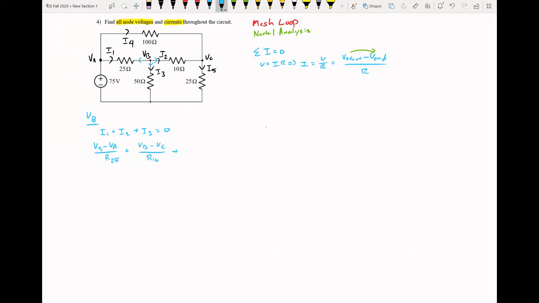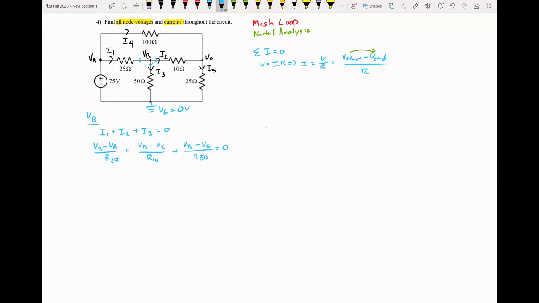And then I3 is going to be V of B minus, what did we miss? Well, we forgot to put a ground. We need a reference point. So V of G over R50, and that'll be equal to 0.